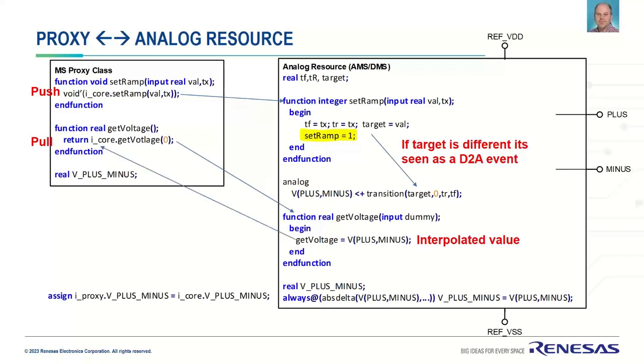Then the final one is a monitored value, where basically in the actual mixed signal bridge, you'll have an assign statement that will assign the value in the proxy with a value from the core. So what we've used is the AMS delta function, which tries to quantize continuous time signals onto a discrete variable. That discrete variable is read by the assign statement, and the assign statement shoves it back into the proxy, and so your agent can read it.